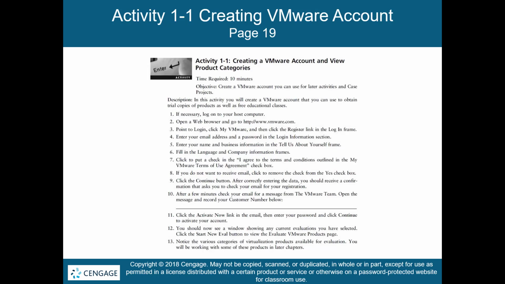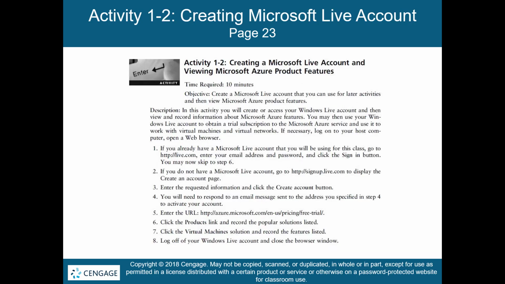In Activity 1 on page 19, you're to create a VMware account and then view different product categories. If you're going to be working from your local computer, you'll definitely need to do Activity 1-1. If you're working with MindTap and the Live Virtual Machine Lab, this is an optional activity, but it might still be handy to have a VMware account and view different products as well as latest updates. Microsoft Live account, if you don't have one, Activity 1-2 shows you how to create it. Again, you won't need it if you're using MindTap, but you will need it if you're going to be working with the activities in the textbook.